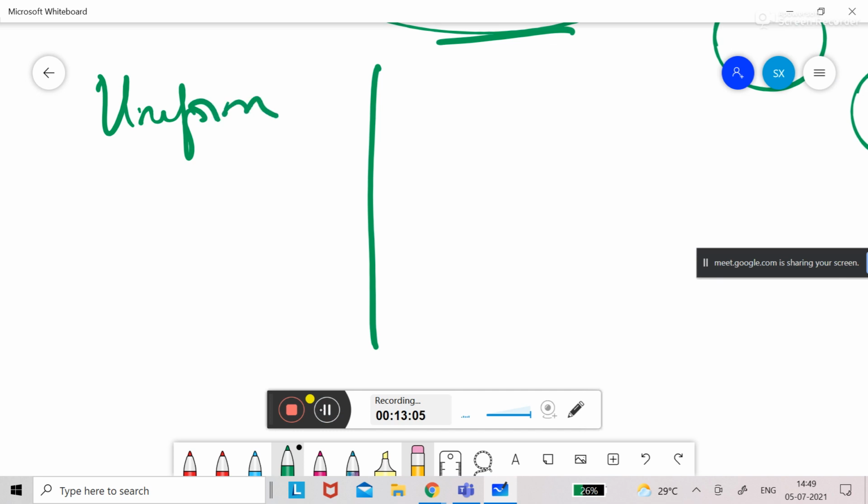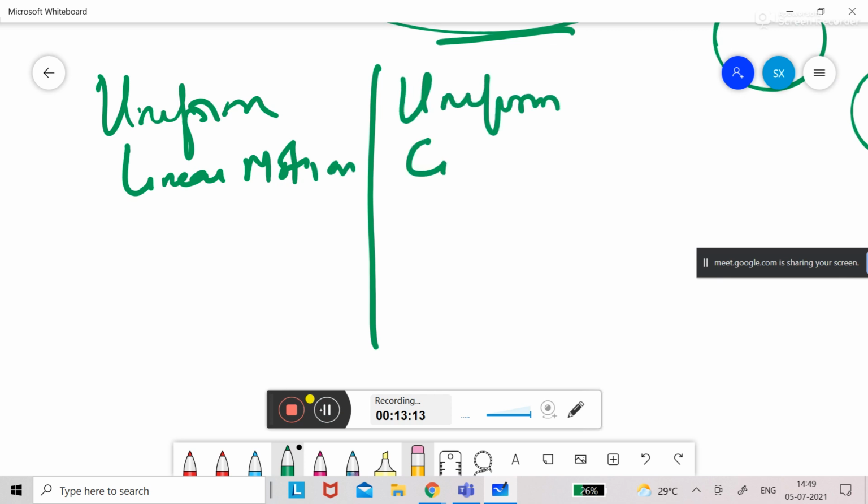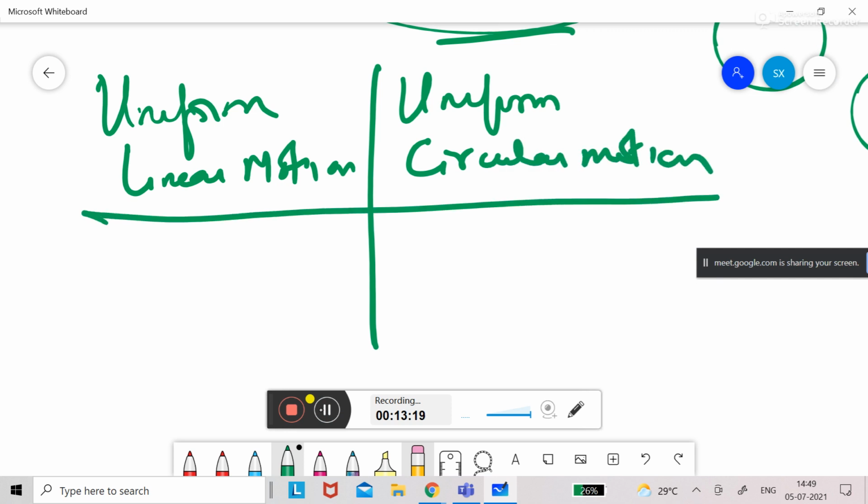Who's going to tell me the difference between uniform linear motion and uniform circular motion? Sohan, are you there? What do you mean by linear motion? What is linear? Linear means what? Straight line, correct. Linear means straight line.